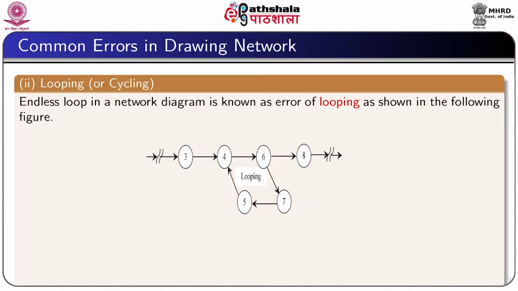Looping or cycling. Endless loop in a network is known as the error of looping as shown in the figure. You see that in the figure the activities 4, 6, 6, 7, 7, 5 and 5, 4 forms a loop, and in drawing a network there should not be any loop. That is why this error is called looping or cycling error.